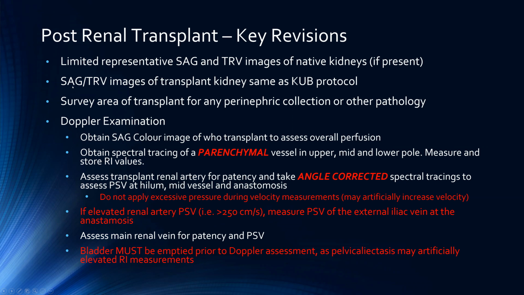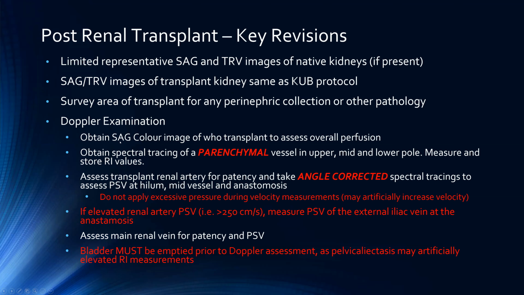So para-midline sagittal images, and then the transverse images of the upper pole, mid, and lower pole. Quick survey of the surrounding area for any perinephric collections or other pathologies in either the right or left lower quadrant in the region of the transplant, and then the Doppler examination, which is a little bit more extensive.